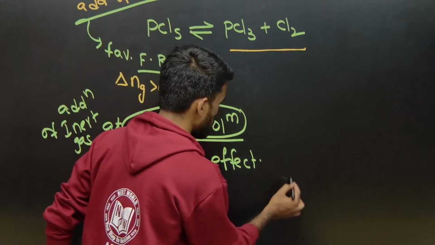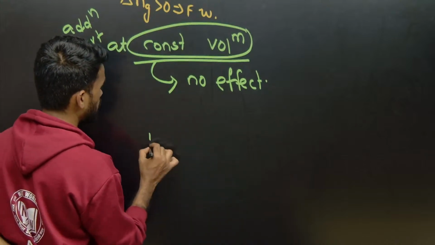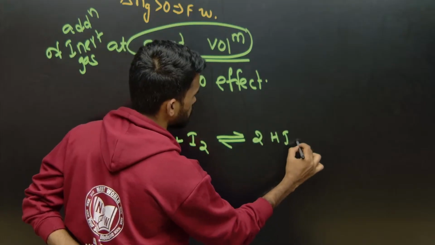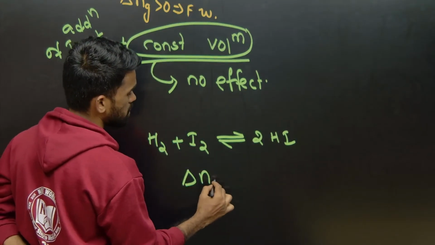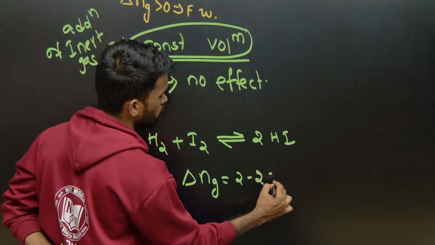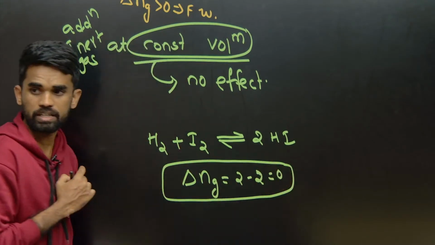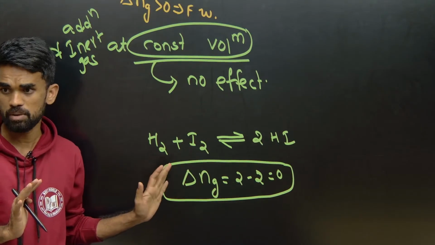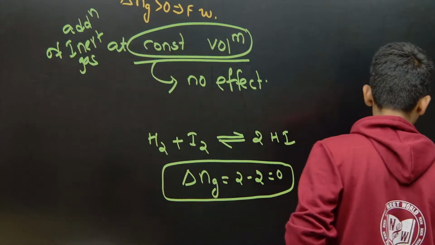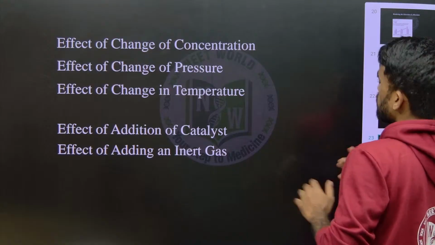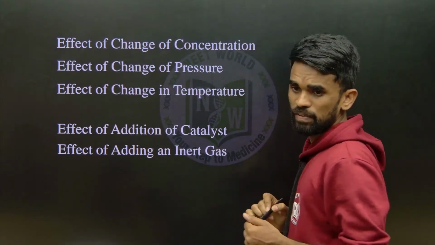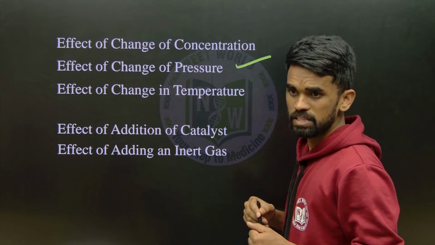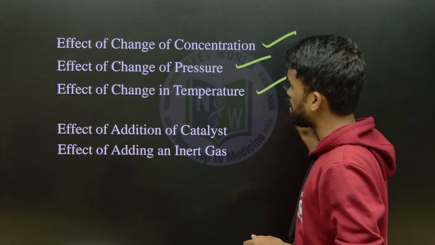Now for example, H2 plus I2 gives 2HI. Here if you observe, delta Ng is 2 minus 2, which is 0. So do we have any effect in this case? No effect. Because the number of gas molecules in reactants and products is the same here, therefore no effect. So these are the things we have seen. Is the first one clear, effect of change in concentration? Next, effect of pressure, that is also clear. So next, effect of temperature.